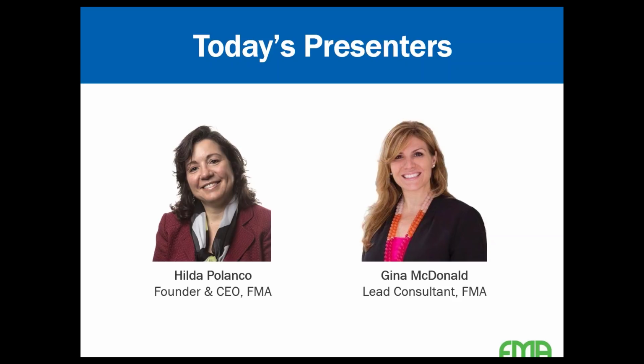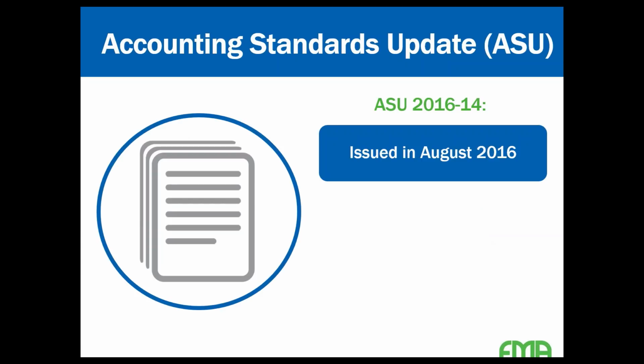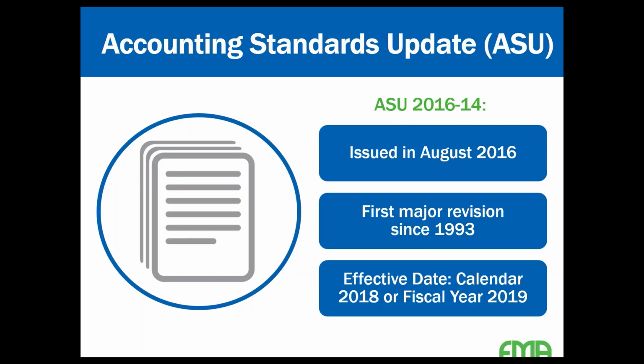Erin, if we could go on to the next slide. These standards were created again in August 2016. It was the first major revision since 1993, and it has an effective date of calendar year 2018, meaning the very calendar year that we're in, or fiscal year 2019. And so as we have been thinking about the next steps for many of you, we wanted to make sure that our time together with you gave you the background. Again, the effective date is calendar 2018, as well as fiscal year 2019.